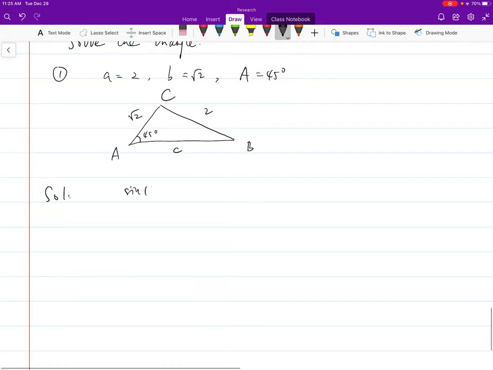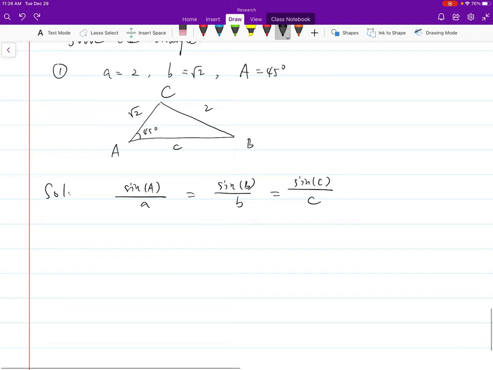Now let's write down what we know. We know sine A over A equals sine B over B equals sine C over C. And try to see, I stay away from the two sides. Otherwise, this angle will be the one angle in between. Okay, it's the SAS case. That's the law of sine. Now I'll write down what we know. We know this is 2. We know this is square root of 2. We know this is 45.